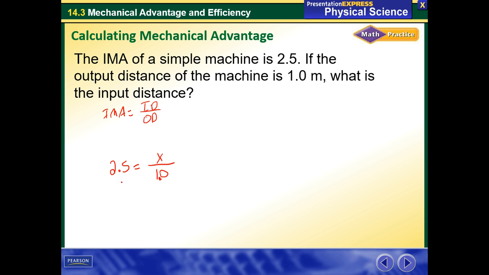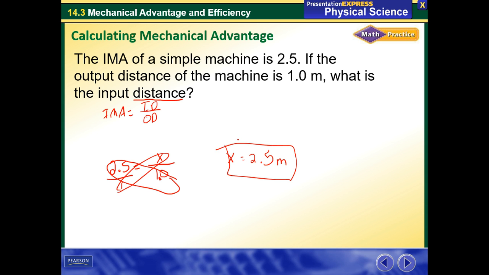Now we have it set up so that we can cross multiply and divide. So X times 1 gives me an X. 1 times 2.5 gets me 2.5. And then I ask my kids, are we done? And sometimes they stumble and they say yes, but they forget we're not finding IMA, we're finding distance. So here I have to have a unit, which is meters.